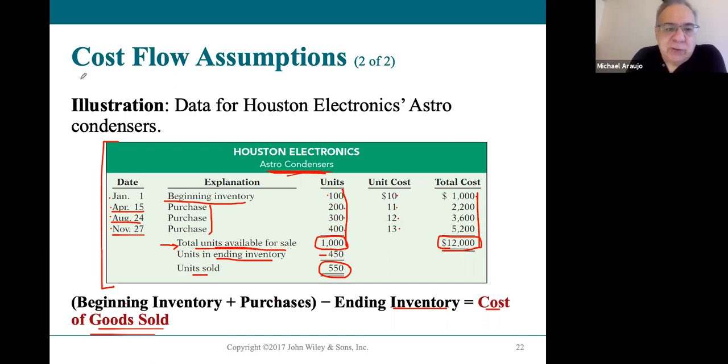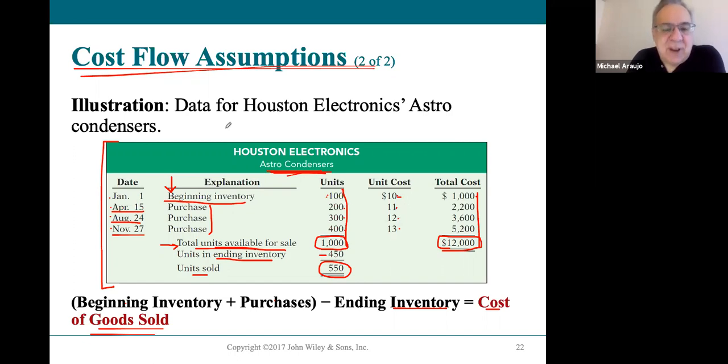And this is where the cost flow assumptions come in. They can say, using FIFO, that the first ones in were the first ones that were sold. So you came in and bought an Astro condenser. Under FIFO, you bought one of these units because these are the first ones in the inventory list. So the cost of goods sold would be $10 until, of course, all these units are gone, in which case you would use the $11 until all those units are gone, in which case you would use the $12.